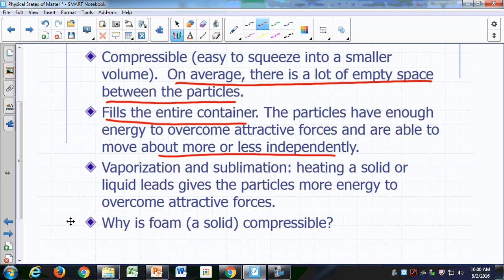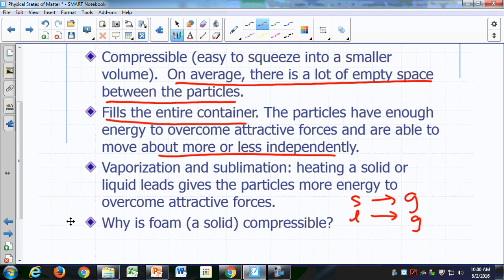Vaporization and sublimation: when you're changing from a solid or a liquid to a gas, what happens? It's endothermic because by heating the solid or the liquid, you're giving the particles enough energy to overcome attractive forces among them.